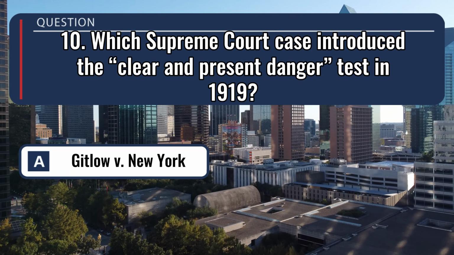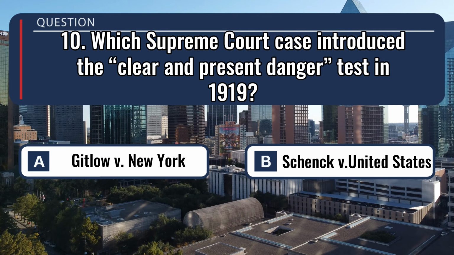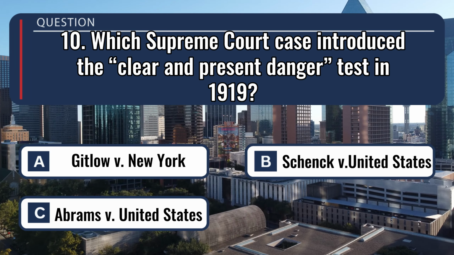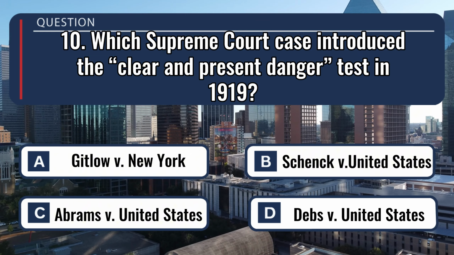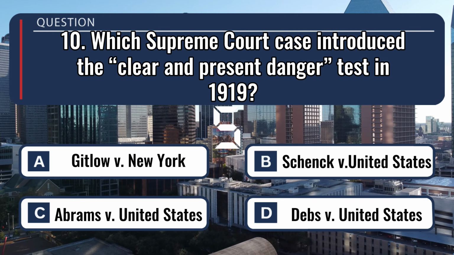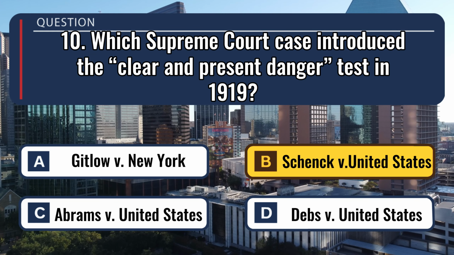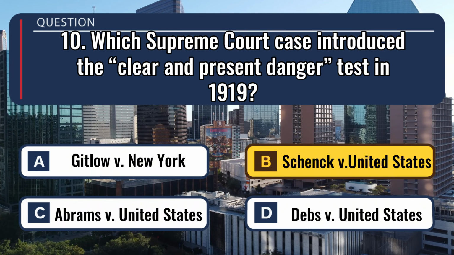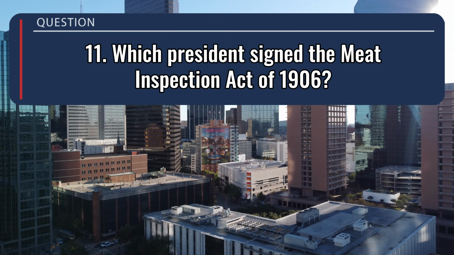Question 10. Which Supreme Court case introduced the clear and present danger test in 1919? A. Gitlow v. New York. B. Schenck v. United States. C. Abrams v. United States. D. Debs v. United States. The correct answer is B. Schenck v. United States.